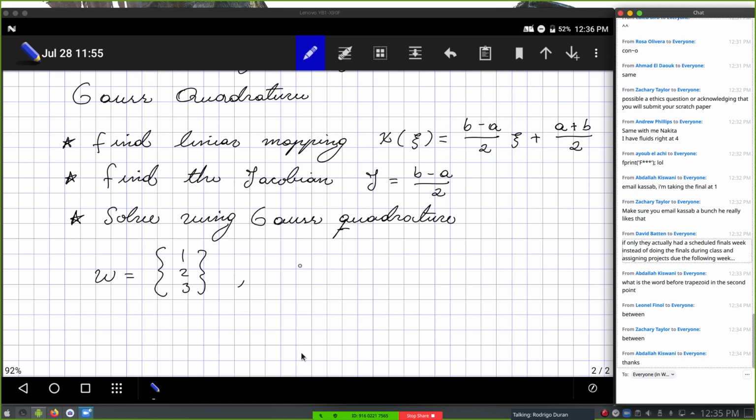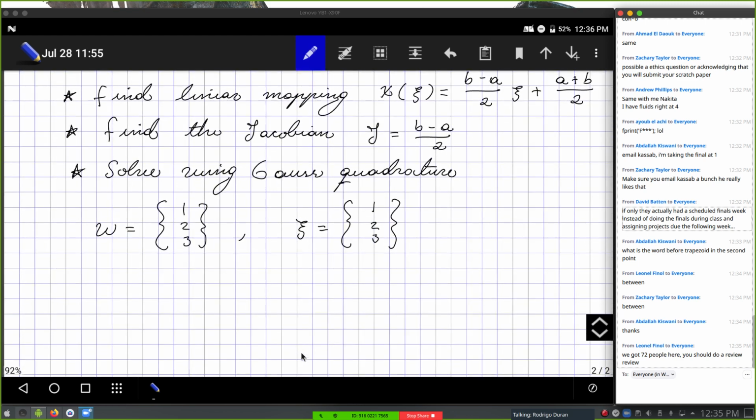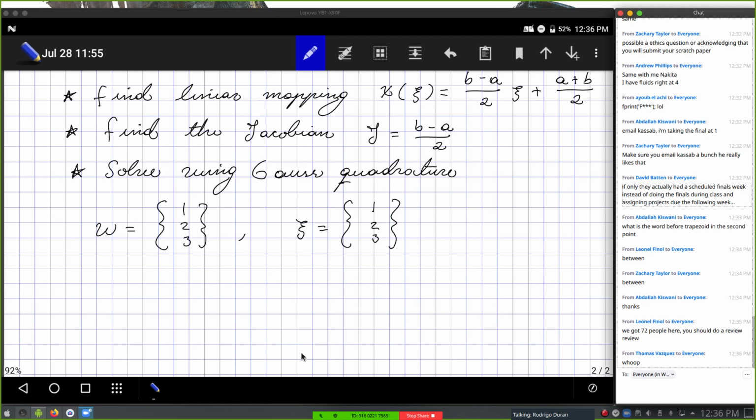If I remember correctly, I think it's a 3-point, and then they will give you your psi values, which of course are not going to be these values, but I'm giving you. We have 72 people. You should do a review. Yeah, no, not happening. But yes, those are your weights. Those are going to be your psi values. That's what you're going to be given at that section of the exam, and that's what you're going to be using to solve the whole Gauss quadrature problem.